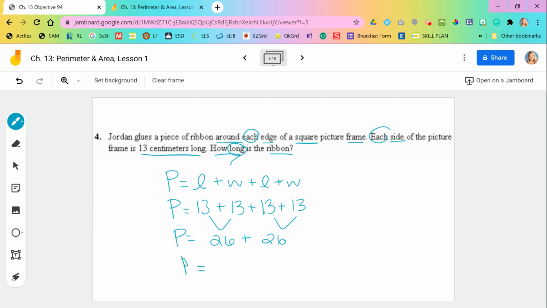And then 26 times 2 is 52. So I get 52, check my units, 52 centimeters. And because it is perimeter, I do not have a square, only my units.